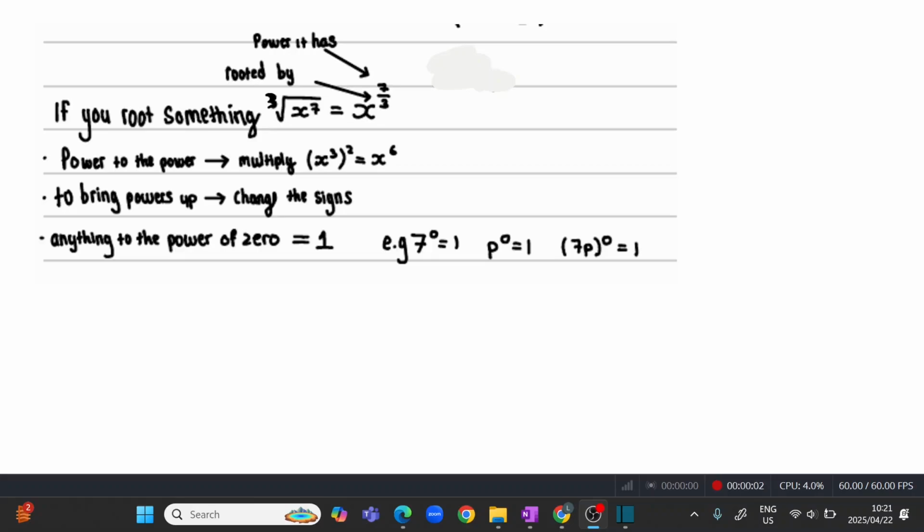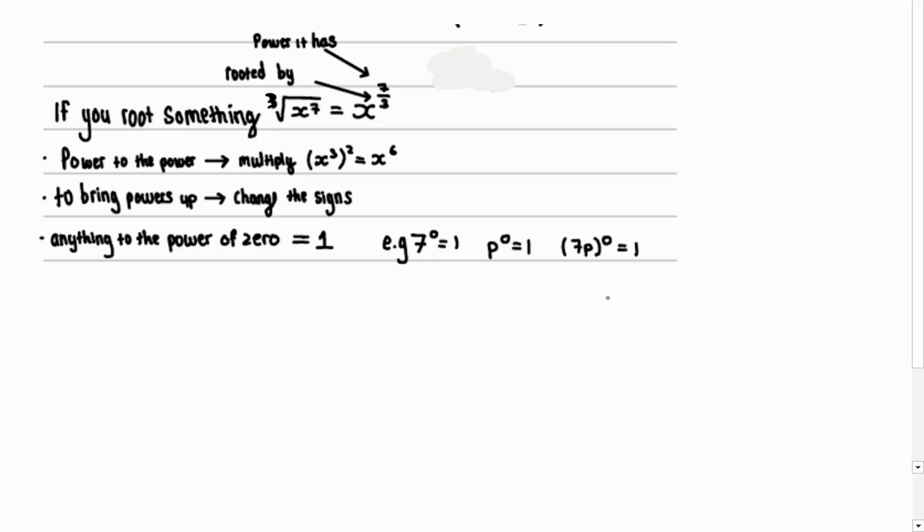In this video, we'll look at a basic introduction to concepts with exponents. The first one is that if you're rooting something, the way you change it from a surd to an exponent is it's the power that it has divided by the rooting. So this one was the cube root of x to the power of 7. It becomes 7 over 3.